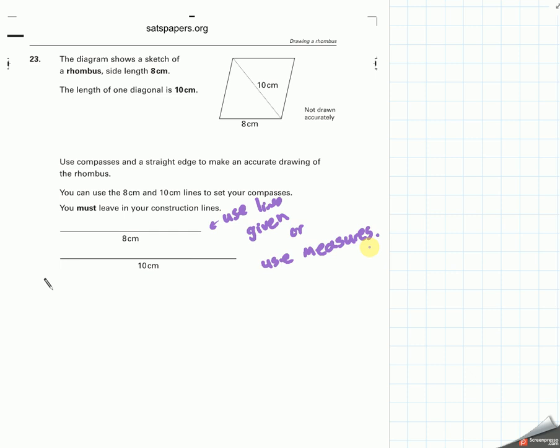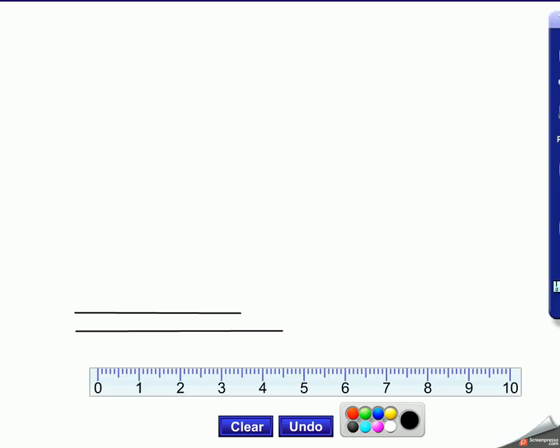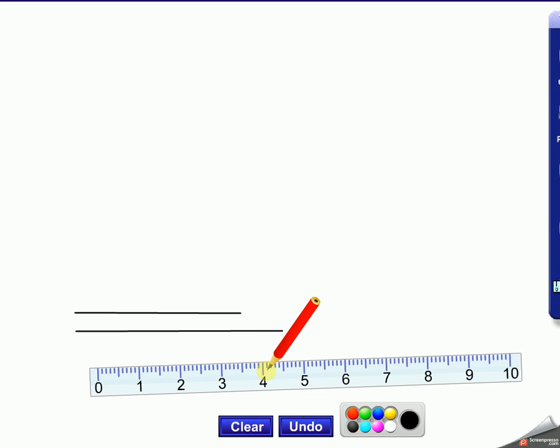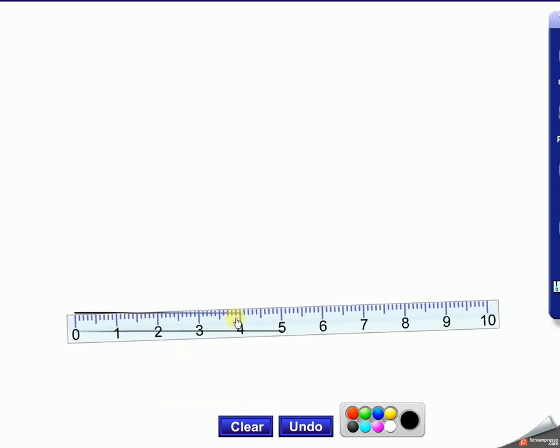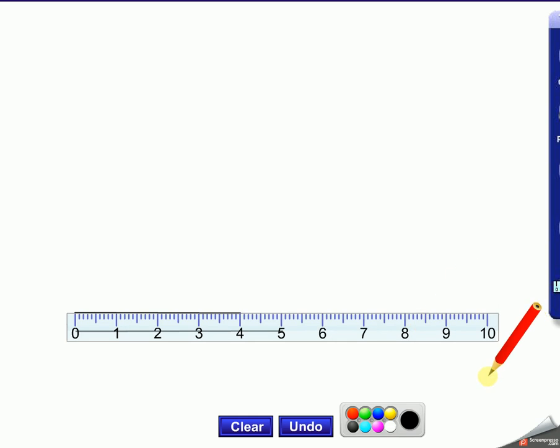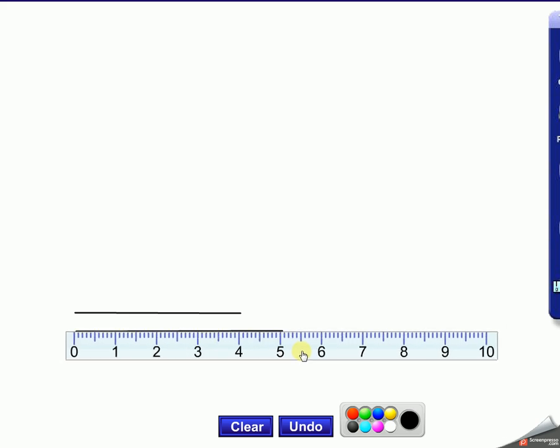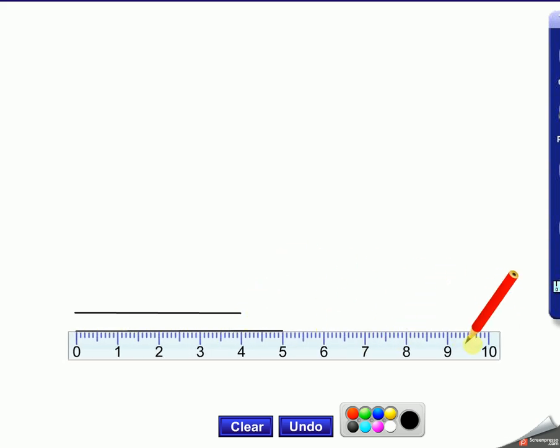I'm going to do it on the geometry software that I use. I have two lines and you'll see they are not actually set up as being 8 centimetres and 10 centimetres because on this software I wouldn't be able to fit the rhombus on. So have a quick look back. I've got mine set at 4 and 5. I haven't got space to use 8 and 10 to create this rhombus. I'll be a long way off the page. So I'm going to use the lengths and use compasses to do it.